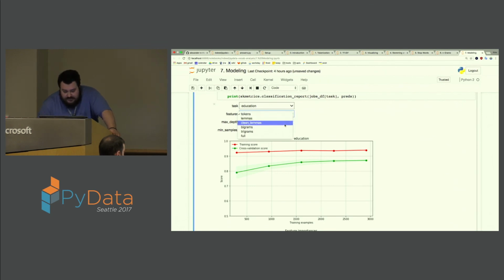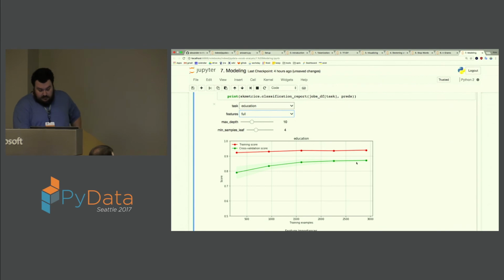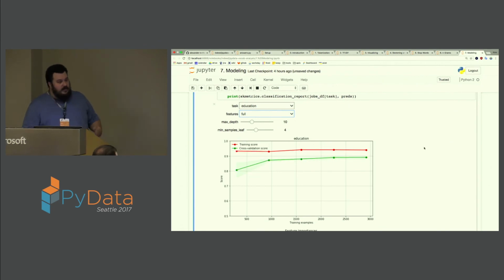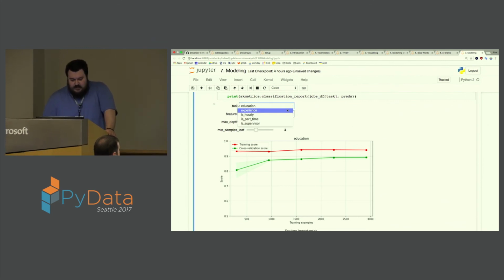So here are the different features. Let's go look, let's throw everything in it. We're going to throw in our clean lemmas, our bigrams and our trigrams. Oh, look, we got a slight improvement in score, which is good. But let's look at something else, experience.